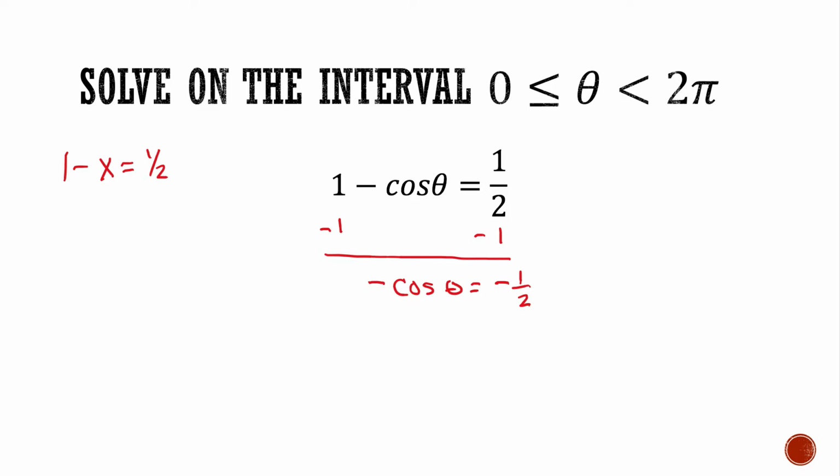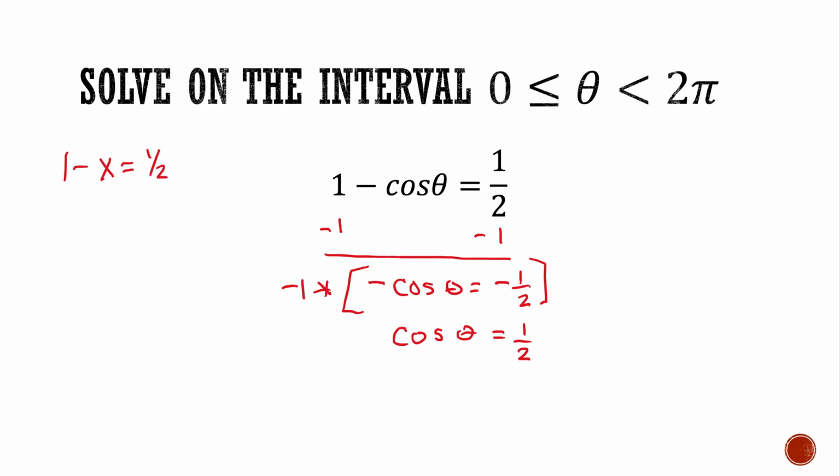So you either need to multiply both things by -1, or you need to divide by -1. However you want to look at this. I tend to multiply, so I would take this entire expression and multiply it by -1, which essentially just changes my signs. All right, so now I have cosine theta is equal to positive 1/2.